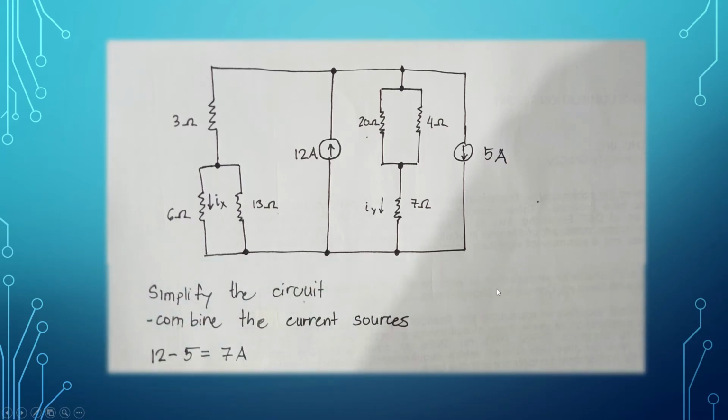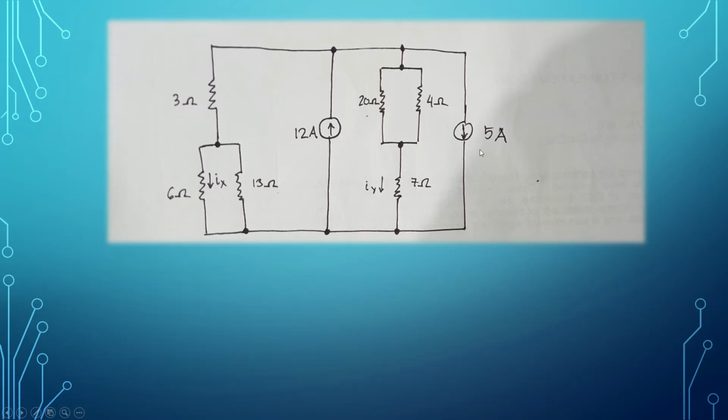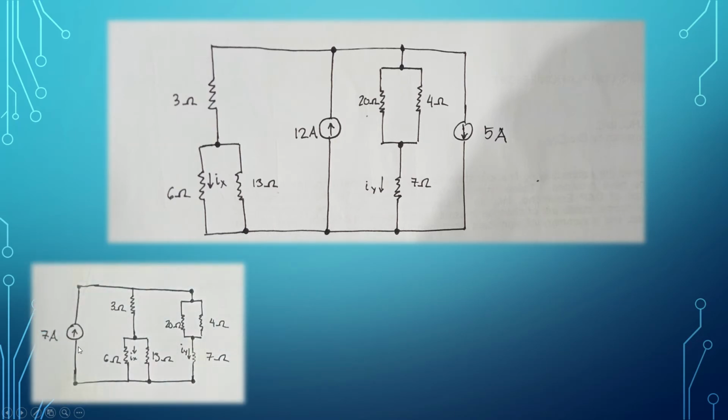and my take here is you should simplify the circuit and combine the current sources. So we can combine the current sources by subtracting 5 from the 12. We do this because they have opposite directions, meaning they have opposite polarities. So you subtract 5 from 12 and you get 7 amperes. So you have 7 amperes going through this whole circuit. So here is a redraw. So 7 amperes.